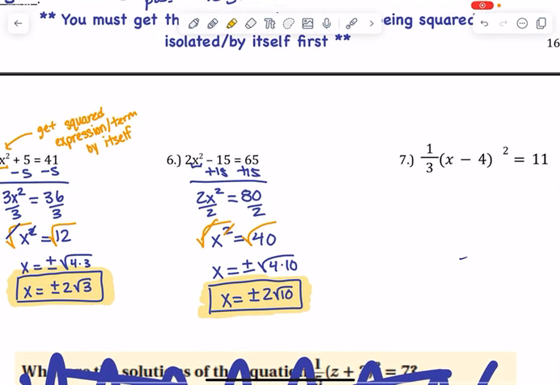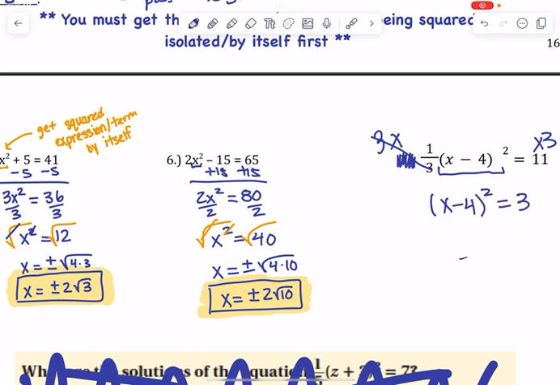So number 7 is a little bit different because we have sort of a whole expression here being squared, but that's the part you want to get by itself. So we are trying to get rid of the 1/3 out in the front. So multiplying by 1/3 is really like dividing by 3. So to undo that 1/3, we're going to multiply both sides by 3. That cancels that out, leaves you really with just 1. So just truly x minus 4 squared. 11 times 3, 33.